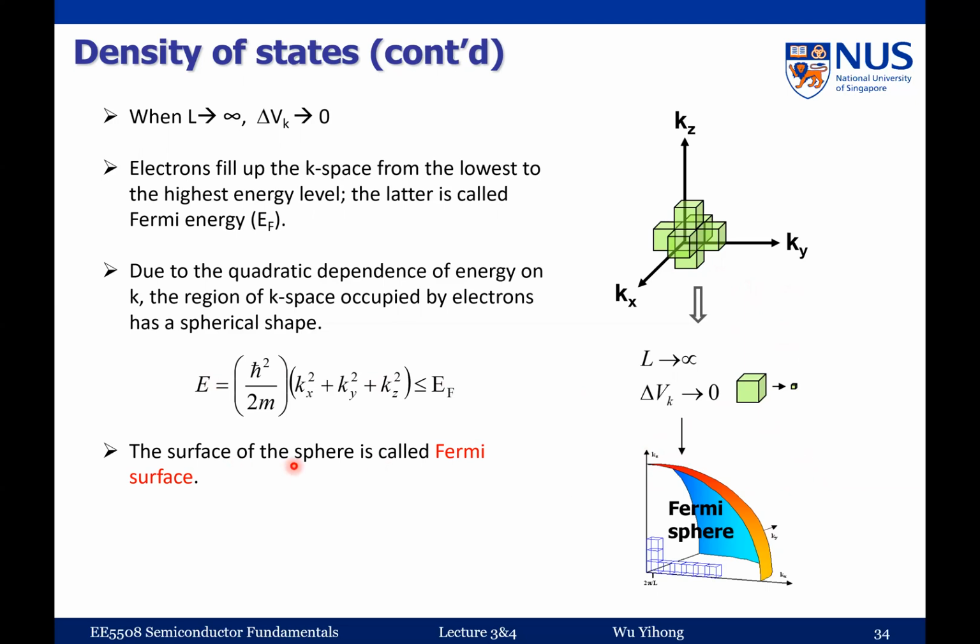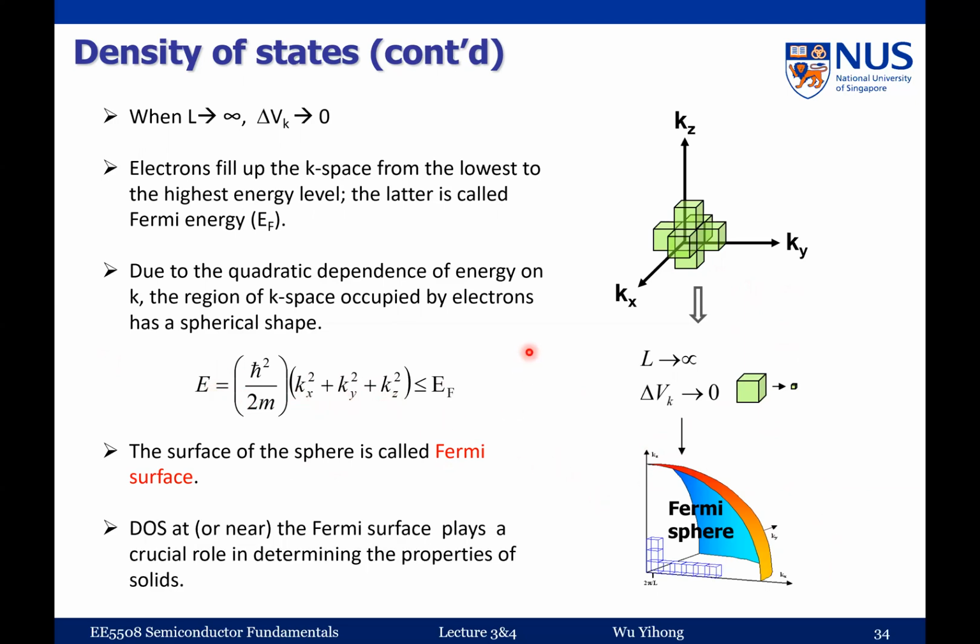So you have a spherical shape exactly because of this dispersion, right? E is proportional to k squared, this kind of dispersion. If you don't have this kind of dispersion, of course, you won't have a spherical shape. Okay. So the density of states at the Fermi level: this means that once you stop here, you have a Fermi surface, and the density of states at the Fermi surface plays an extremely important role in determining the properties of solids. Okay.